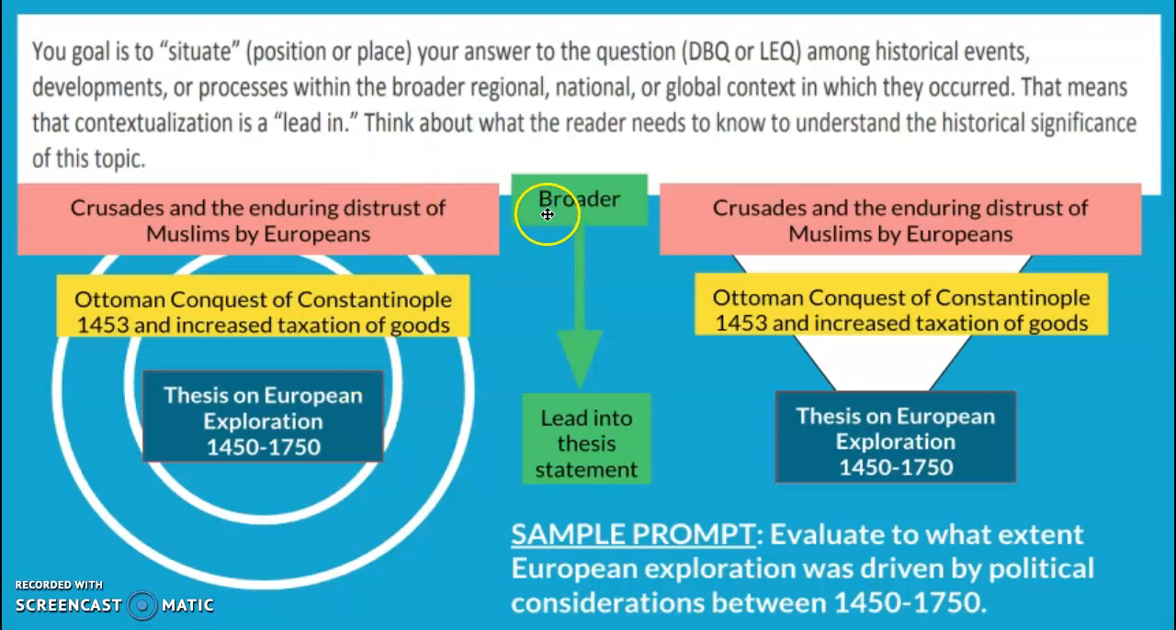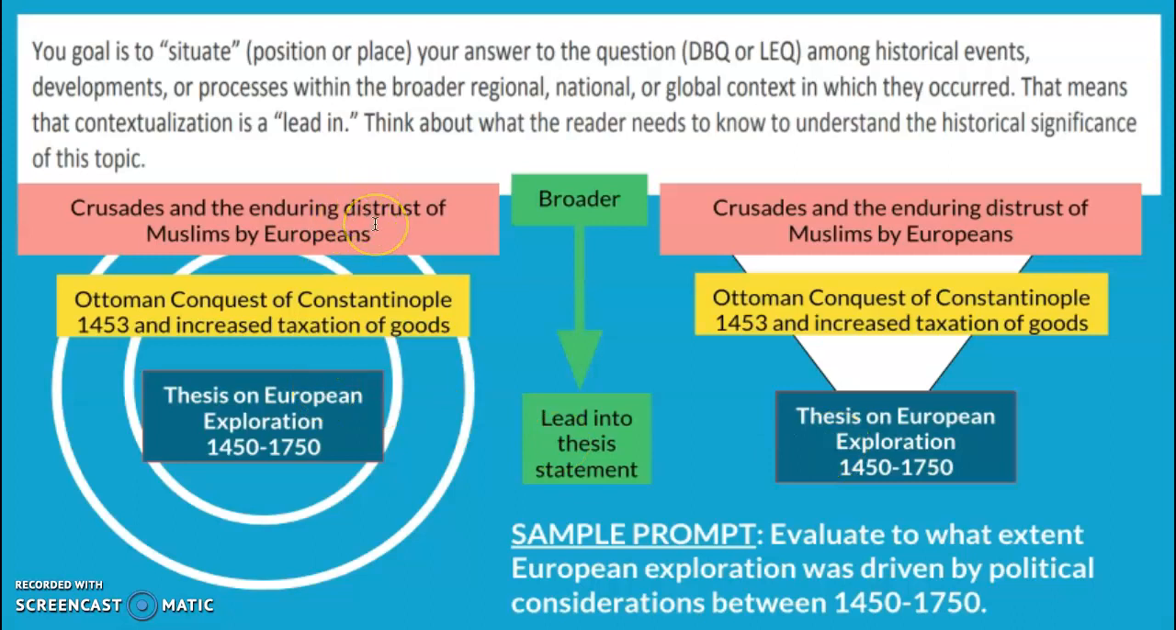Well, you would want to start a little broader and then narrow down until you lead into the thesis statement. So these are two different views. We have the upside down triangle that we've talked about before, but there's also the circular image that some people find more useful. Either way, your thesis is going to be on European exploration.